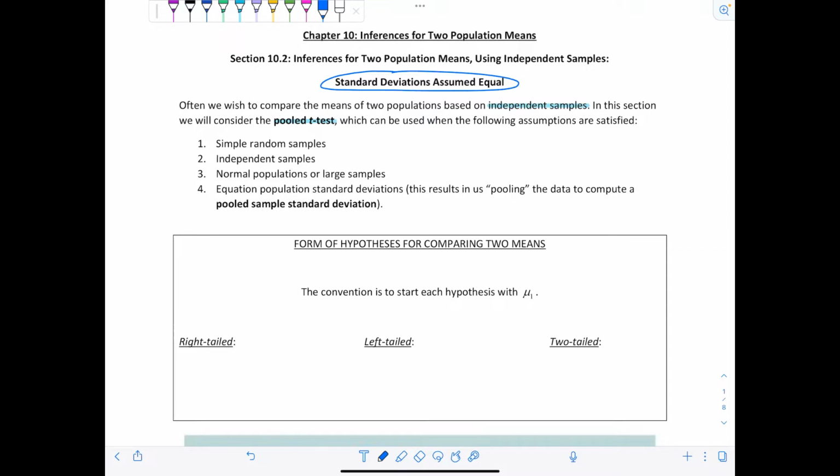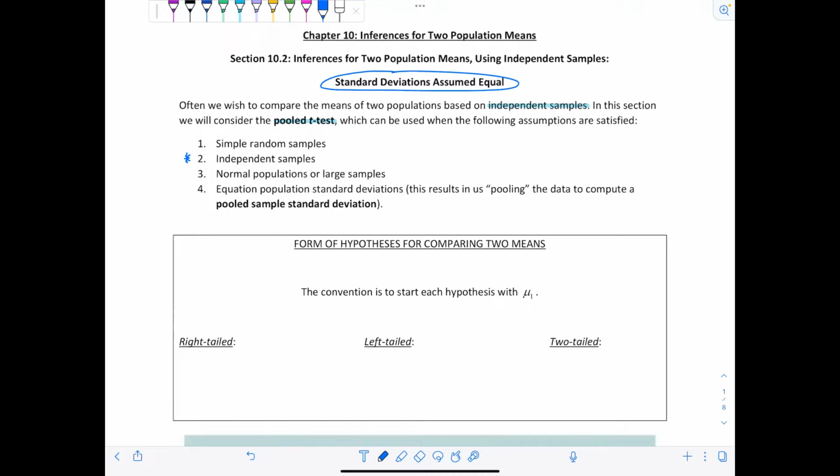This next one you need to pay attention to. Three, normal populations or large samples. And four, we're assuming that we have equal population standard deviations. What happens when we make this assumption is we pool the data to compute a pooled sample standard deviation. We won't be doing any of that by hand, but that's what's going on behind the scenes. So it's important that you only choose to use a pooled t-test when you can make the assumption that the population standard deviations are equal.